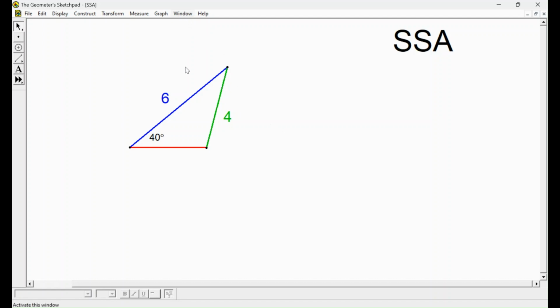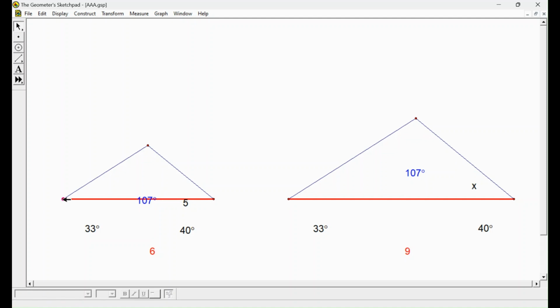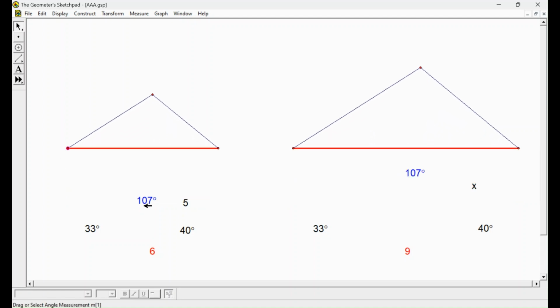Let's talk about angle, angle, angle. Let me move some things around here so we can see them better. Angle, angle, angle is an interesting scenario. If you know that you have two triangles, and they both have a 33-degree angle, and they both have a 40-degree angle, and they both have a 107-degree angle, you wouldn't necessarily be able to say they're congruent. I mean, right now you're looking at two triangles with those angles, and we have an angle, angle, angle situation, but the triangles clearly aren't congruent.